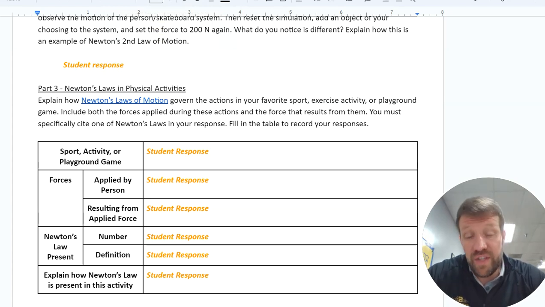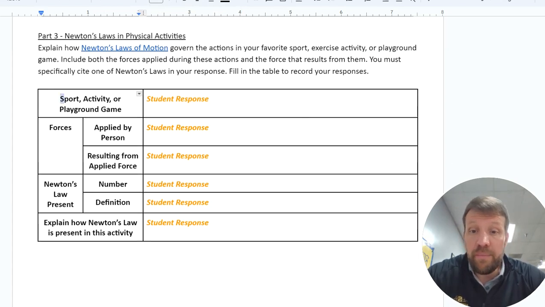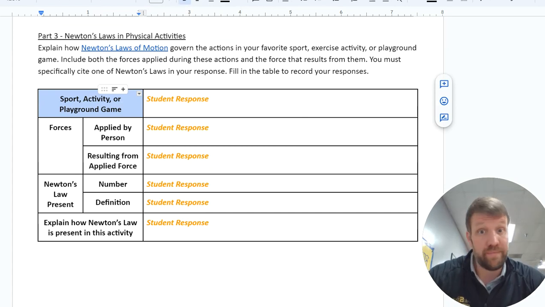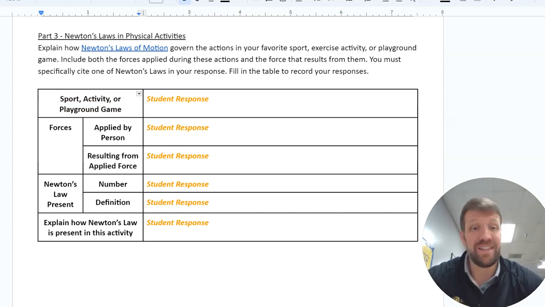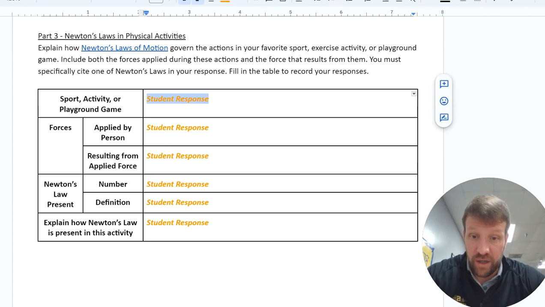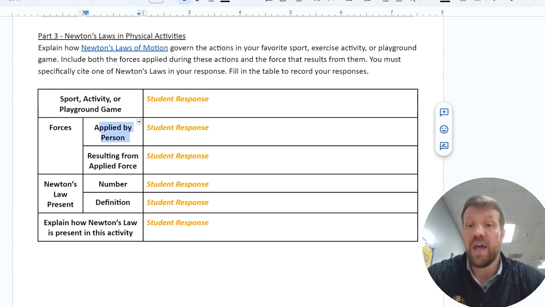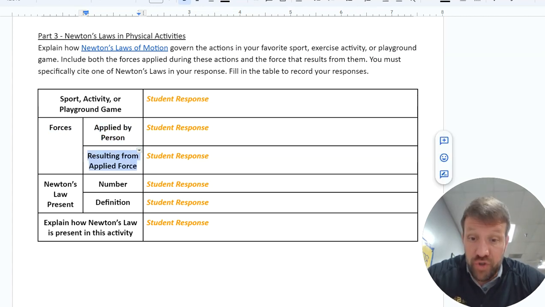I want you to consider those and then think about something that you do in your life that is relevant to your personal life. All right. So a sport, an activity, a playground game, anything that really requires some sort of force and movement. I want you to tell me what it is here. And then I want you to consider the forces that are happening. So first, what force are you applying? And then what is happening as a result of that?